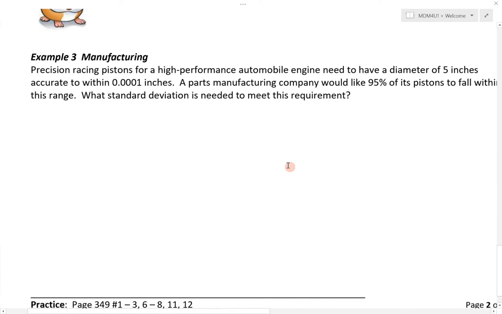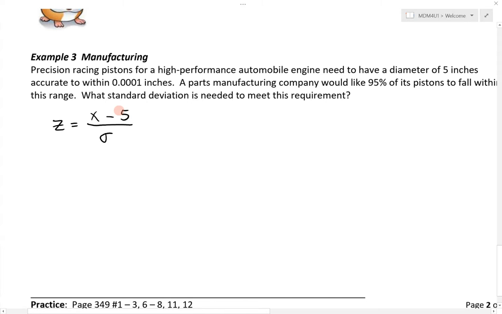Okay, example number 3, manufacturing. Precision racing pistons for high-performance automobile engine need to have a diameter of 5 inches, accurate to within 0.0001 inches. A parts manufacturing company would like 95% of its pistons to fall within this range. What standard deviation is needed to meet this requirement? So let's look at what our z-score is. So our z-score is going to be composed of our standard deviation and some x value minus the mean value. The mean value is 5.